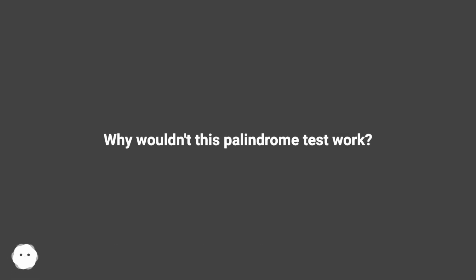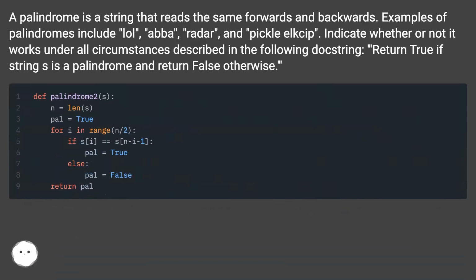Why wouldn't this palindrome test work? A palindrome is a string that reads the same forwards and backwards. Examples of palindromes include LOL, ABBA, radar, and pickle elksip. Indicate whether or not it works under all circumstances described in the following docstring. Return true if string S is a palindrome and return false otherwise.